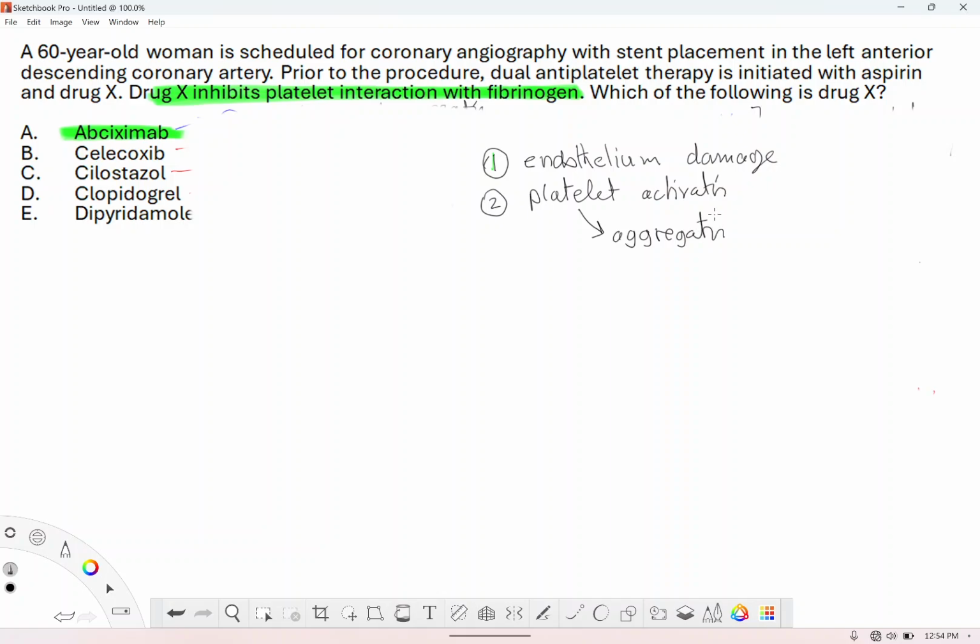Aggregation. And of course, clotting factor should be the third, but it's not in this question, so I'm not going to talk about clotting factor. Okay, so these are the things that are needed. Now, in this question, we need to understand what is endothelium damage, what is platelet activation and aggregation, and of course, how do you prevent that? Prevention is through these medications.